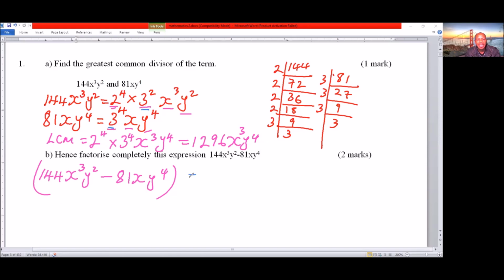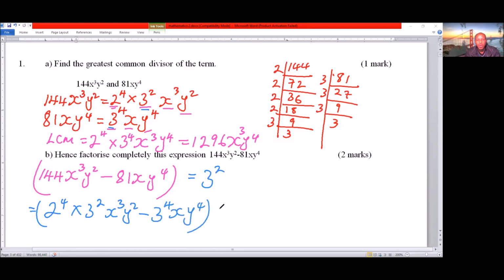So we can say 3 squared is common for both. Then you can see here, we can write this in terms of factors. Let's write it using the factors. So this is equal to 2 to power 4 multiplied by 3 squared x cubed y squared, minus 3 to power 4 x to power 1 y to power 4.